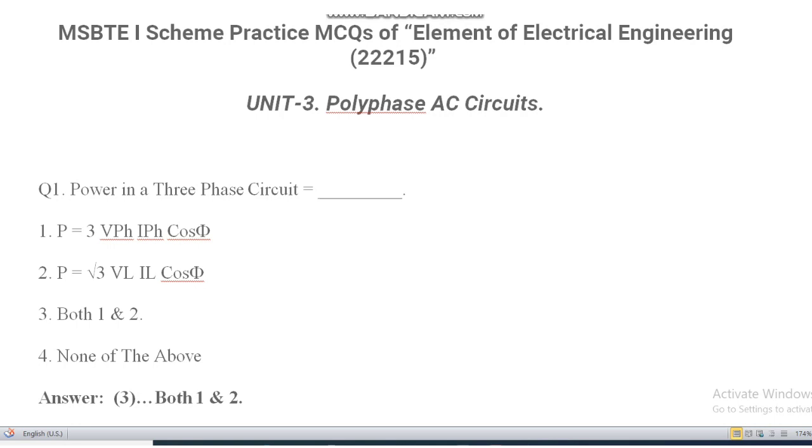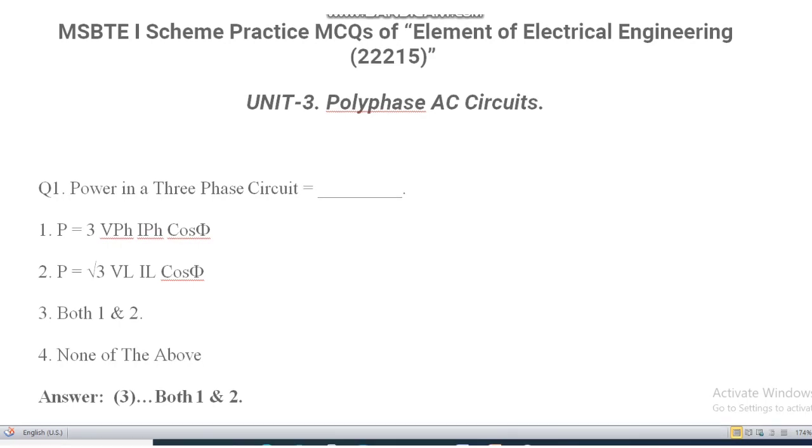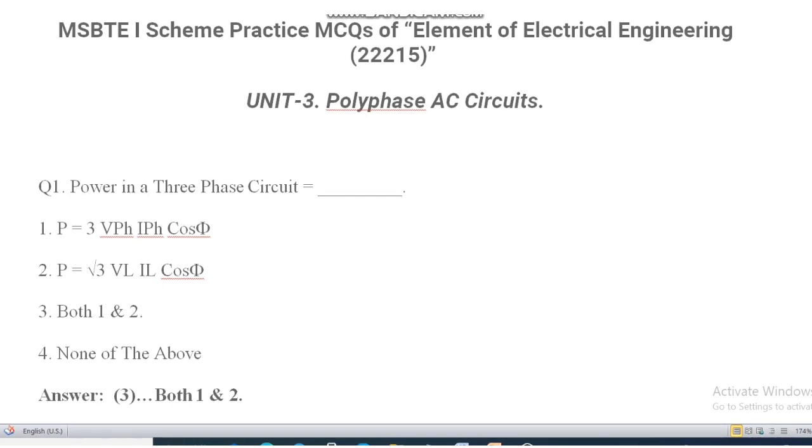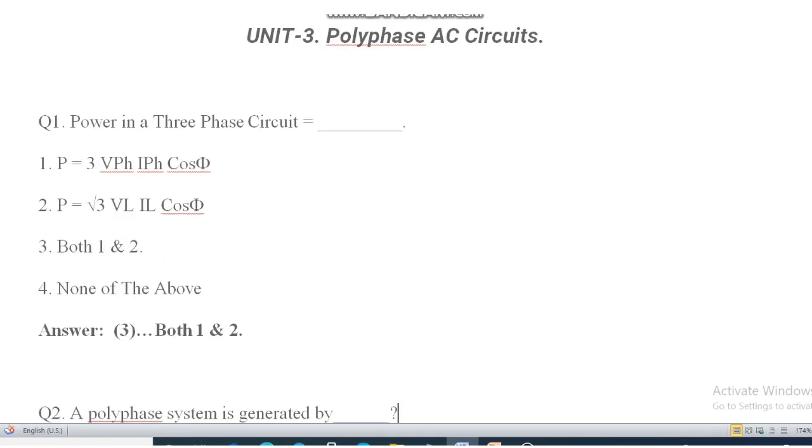Question number 1: Power in a three-phase circuit is equal to what? The answer is 3, that means both first and second. P is equal to 3 V_PH I_PH cos theta. P is equal to root 3 V_L I_L cos theta. That means both first and second. These are the answers.